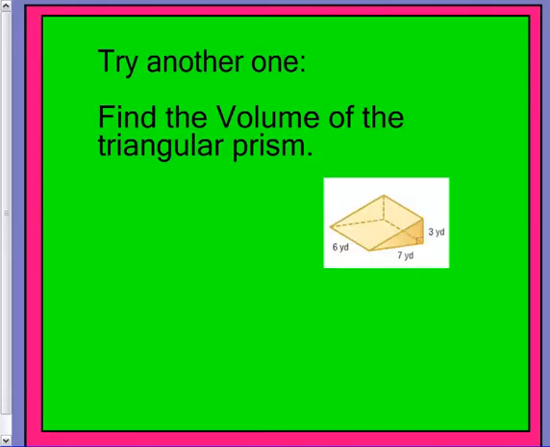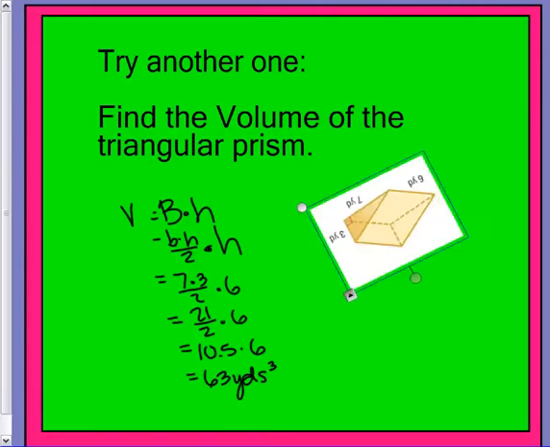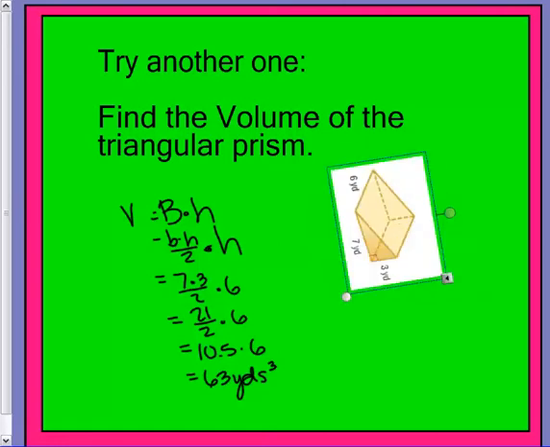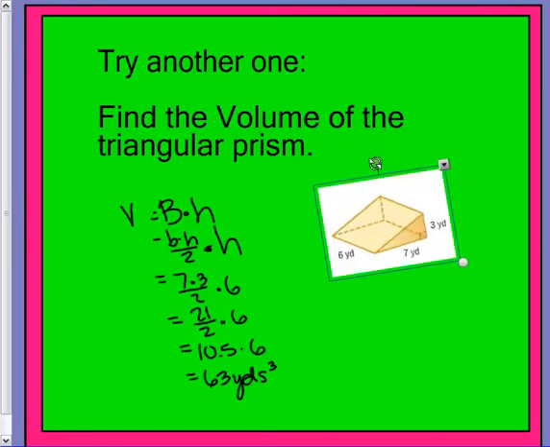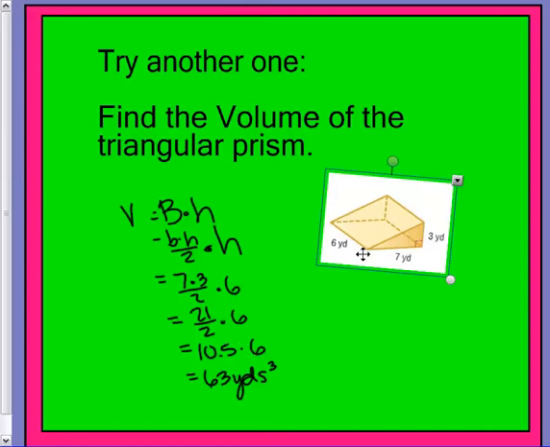Try another one. Go ahead and pause the video and try this one. I'll be back in just a second to show you the answer. Okay, here we go. The volume is its base's area times the whole figure's height. So if we look at this one, the base would be a triangle, and the height would be 6 yards. So 7 times 3 is 21, cut that in half is 10.5, times 6 is 63 yards cubed.